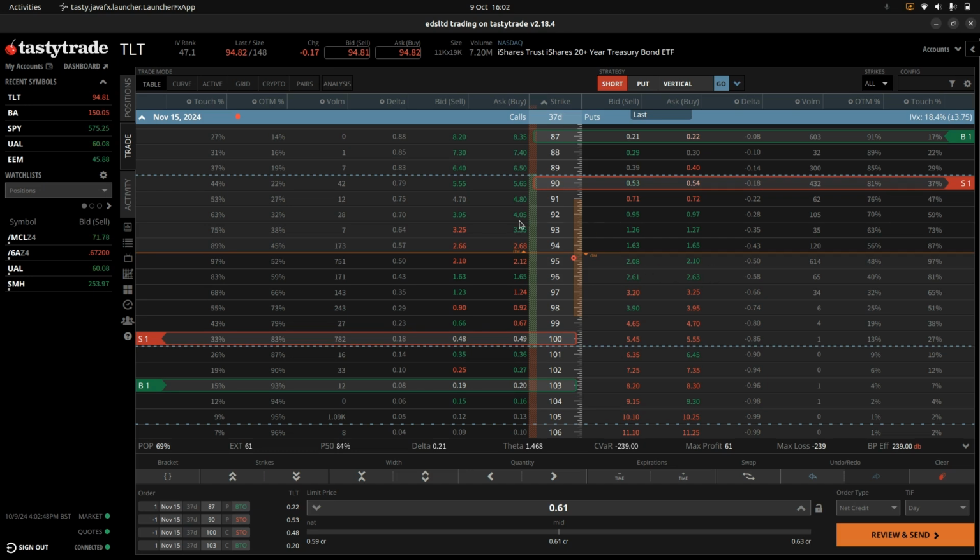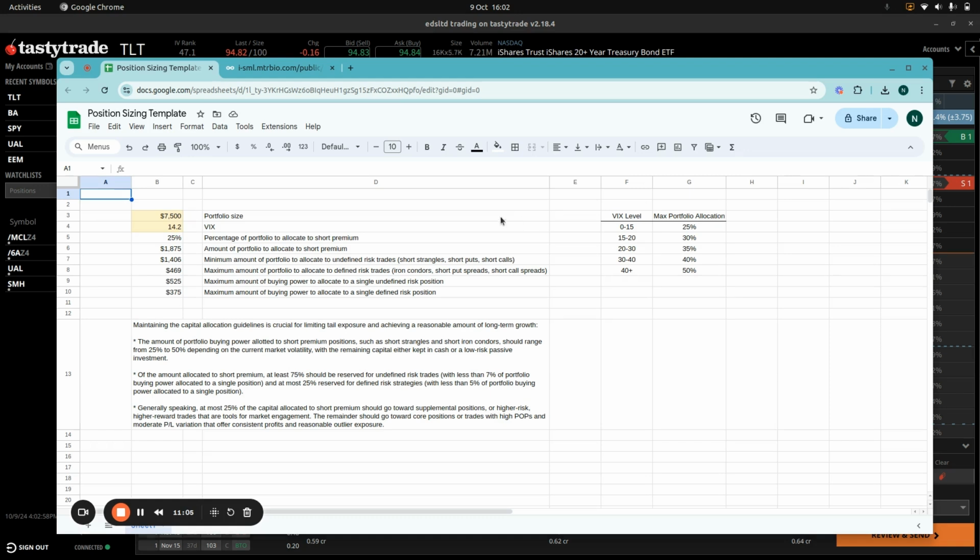Now, there is also another thing you need to keep in mind, and that is the size of your positions, because it doesn't matter what you do. If the size of your positions are wrong, then it eventually won't end well for you. So we've put together this position sizing template that's free for everyone to use. The way it works is you enter in the size of your portfolio, let's say $15,000. Below that, you will then enter in what the current VIX level is, say 16.3.